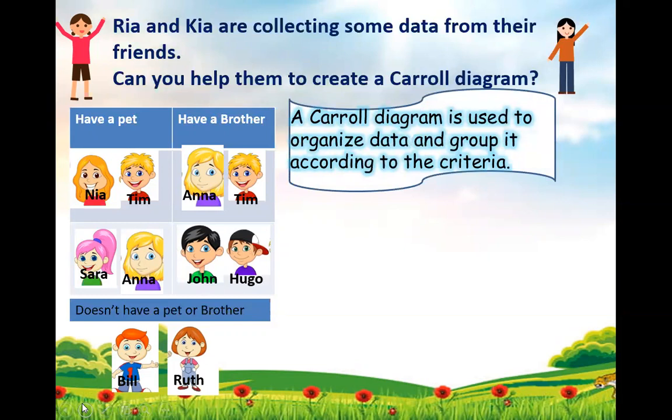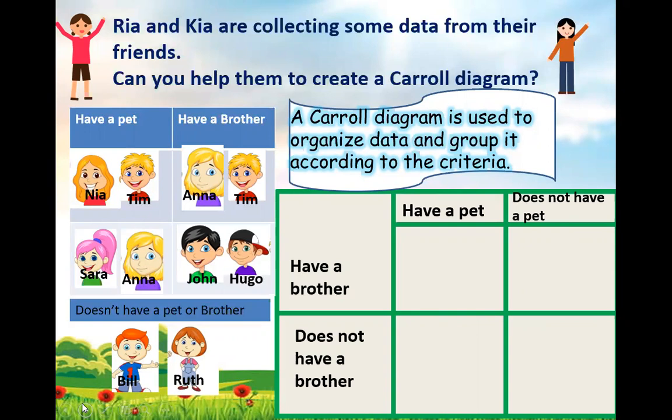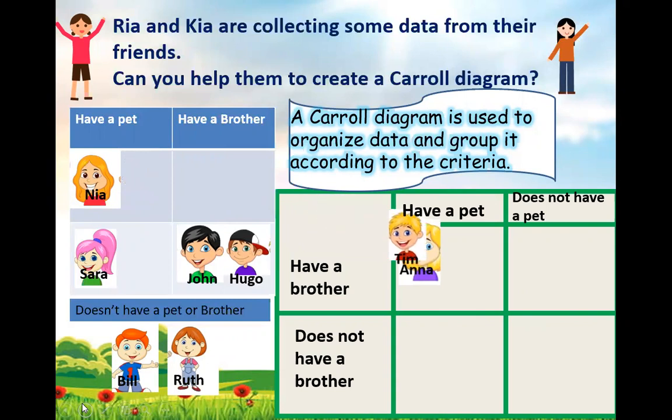Now, a Carroll diagram is used to organize data and group it according to the criteria. This is two sorting rules. So we need four headings. Have a brother, have a pet, does not have a brother, does not have a pet. Now the question is, have a pet and have a brother. Yes, it's Anna and Tim.